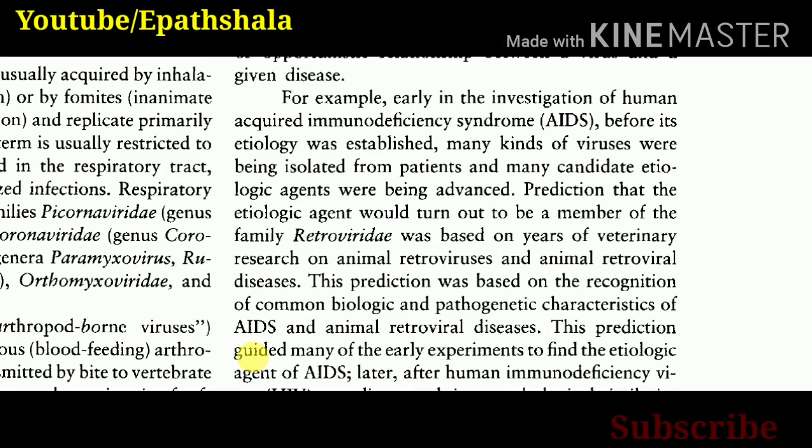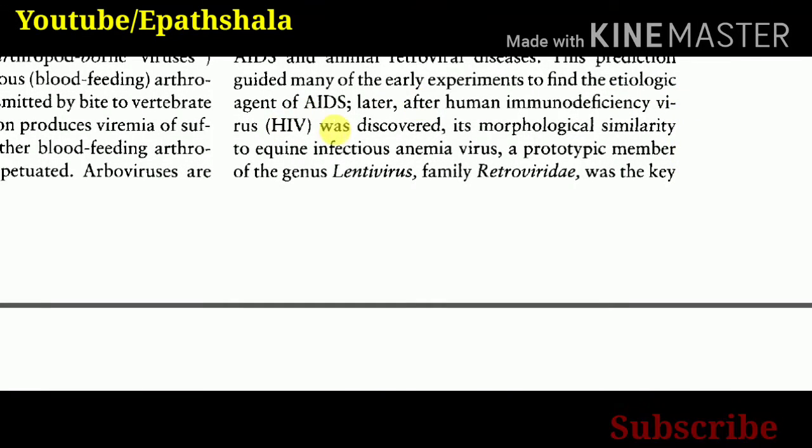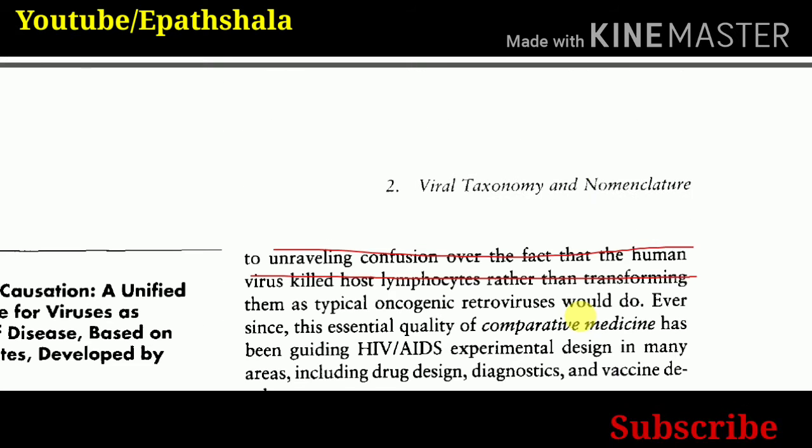This prediction guided many of the early experiments in the search for the etiologic agent of AIDS. Later, after human immunodeficiency virus, HIV, was discovered, its morphological similarities to equine infectious anemia virus, a prototypic member of the genus Lentivirus, family Retroviridae, were the key to resolving the confusion over the fact that the human virus killed its host lymphocytes rather than transforming them as typical oncogenic retroviruses would do.